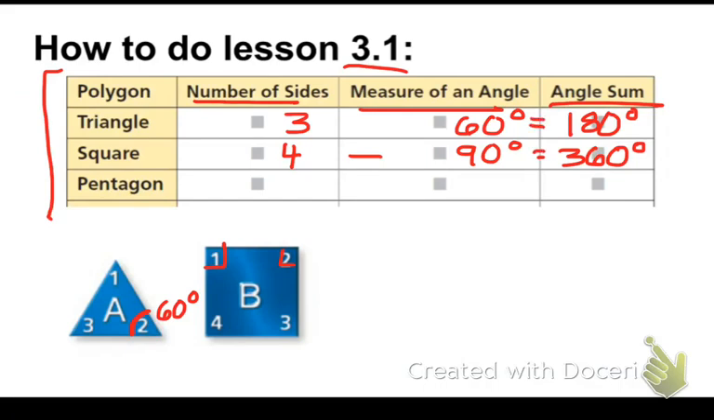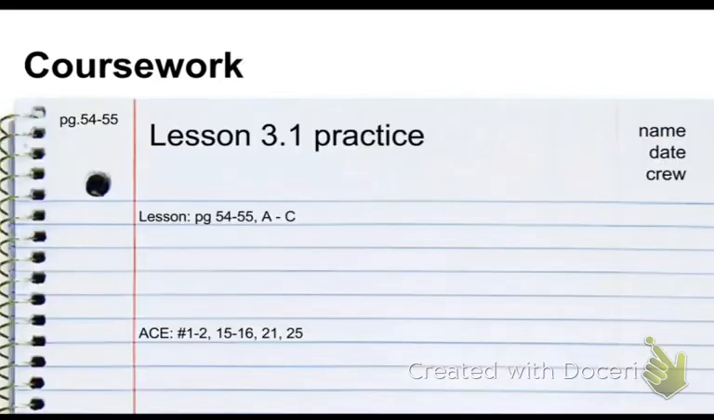So what you do now is look at the pattern of sides to angle sums and see if you notice a pattern as you complete that. As you do the problems in lesson 3.1, fill out this table and then answer them to the best of your ability and ask yourself, is there a pattern here? Those are your instructions for the lesson. And the lesson again is on pages 54 through 55, problems A through C.